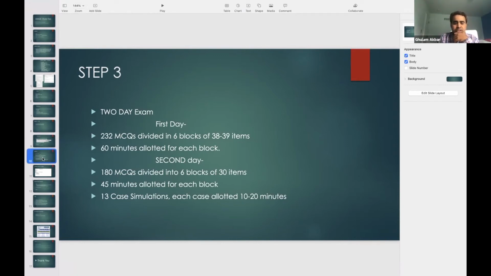Okay, so 180 questions divided into 6 blocks of 30 items, 45 minutes for each block. The unique thing about Step 3 is there will be 13 case simulations, and each case would be allotted 10 to 20 minutes. And this is special, and everybody should be prepared for it, because they are unique and there is a way to do it. And if somebody is particularly planning to take it and has questions, I'm happy to address them separately.